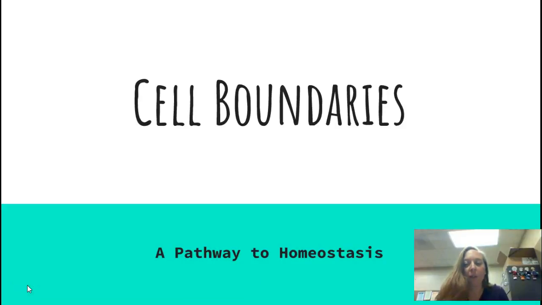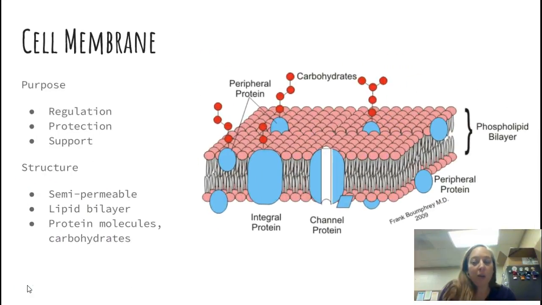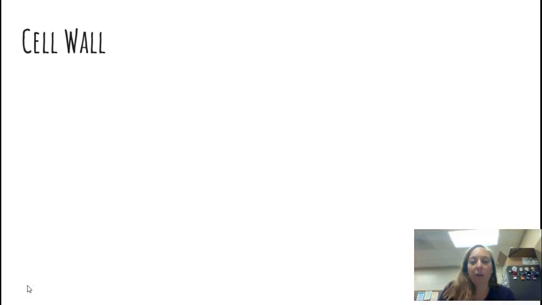All right, hey there. We're going to take a look at cell boundaries, and we're going to talk about this as a pathway to homeostasis. We'll talk about the term homeostasis as we go through, but we want to make sure that we're understanding that we're always going to start with the idea of those cell boundaries. So that boundary, when we're looking at it, there's two boundaries we really look at. Cell membrane, which is going to be the one that's more complex that we work with, and then we're also going to talk about the cell wall.